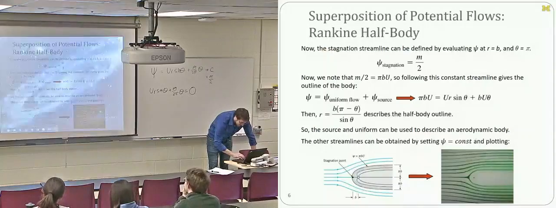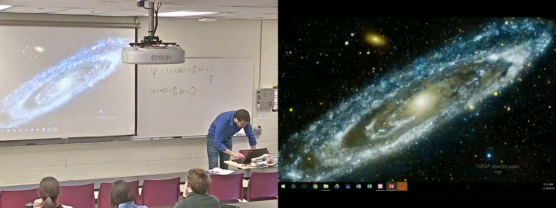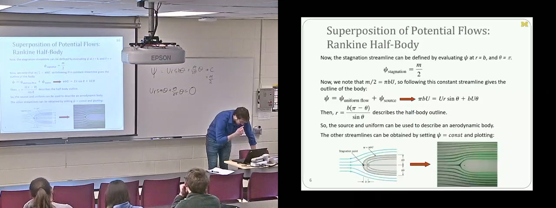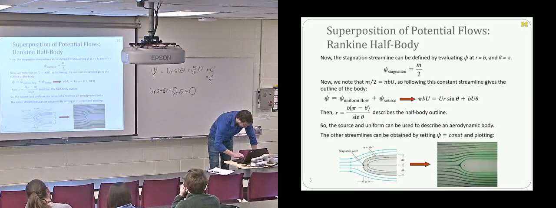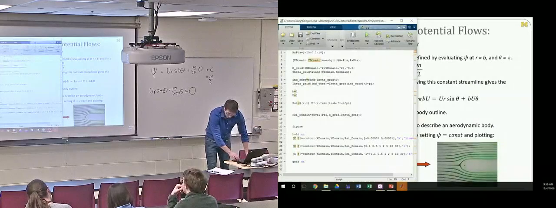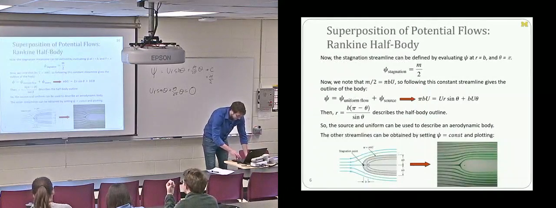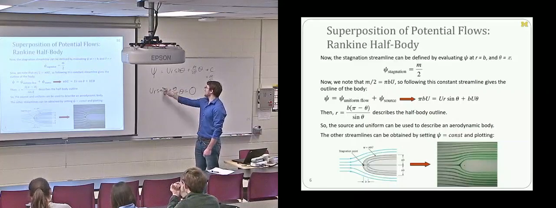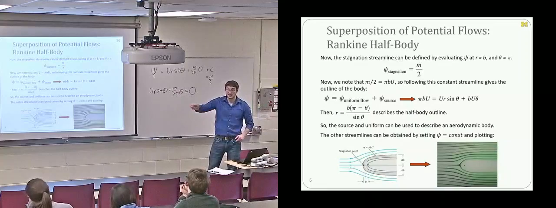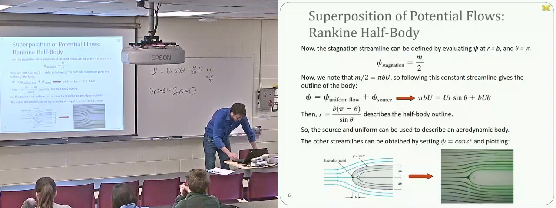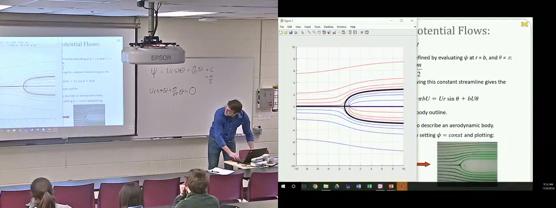And to show what this looks like, let's see if I can pull it up. All right. I have this MATLAB script again that calculates, you know, I plug in a value of m, plug in a value of u, and it computes the stream function over a big domain and then draws contours of constant psi through it. And by doing that, for the case of a source in a uniform flow, what we get is something that looks like this.